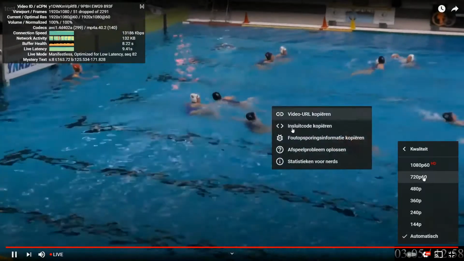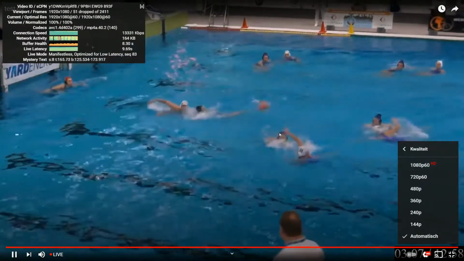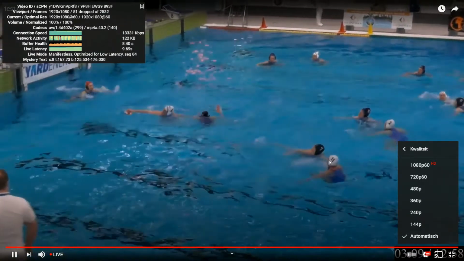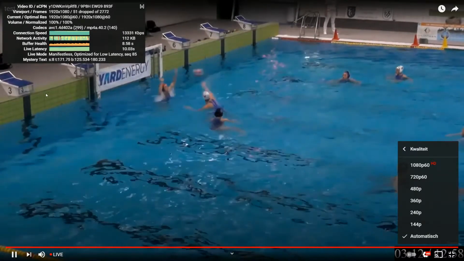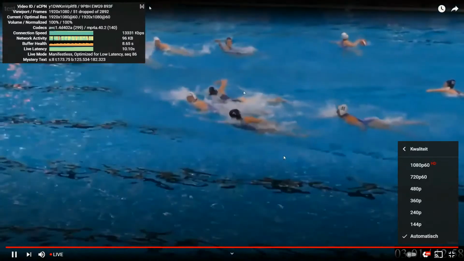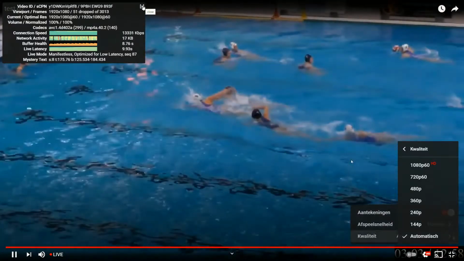Looking at the statistics, 60 frames. The caps, well, I can read them. Not too bad, and of course all the blocks in the background, they're okay.